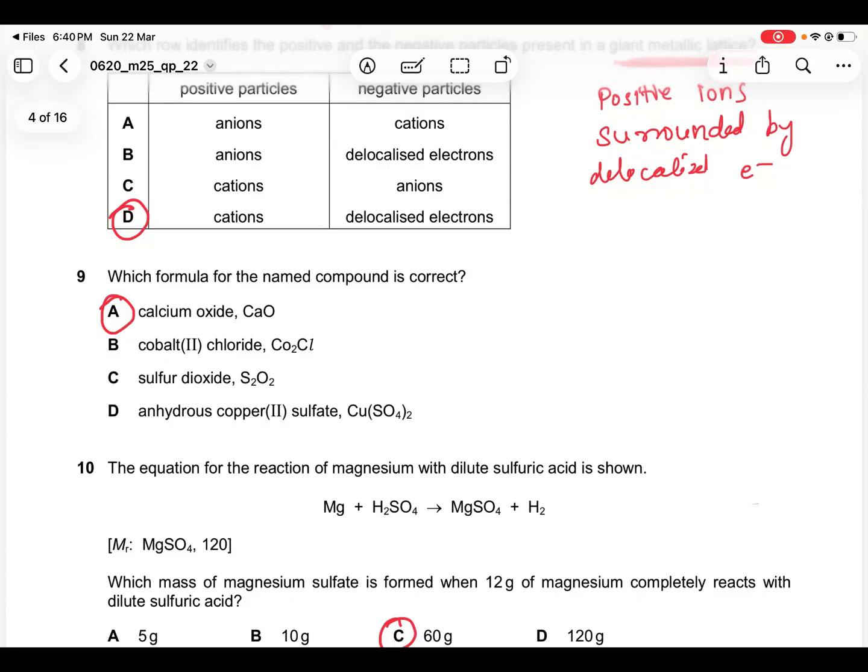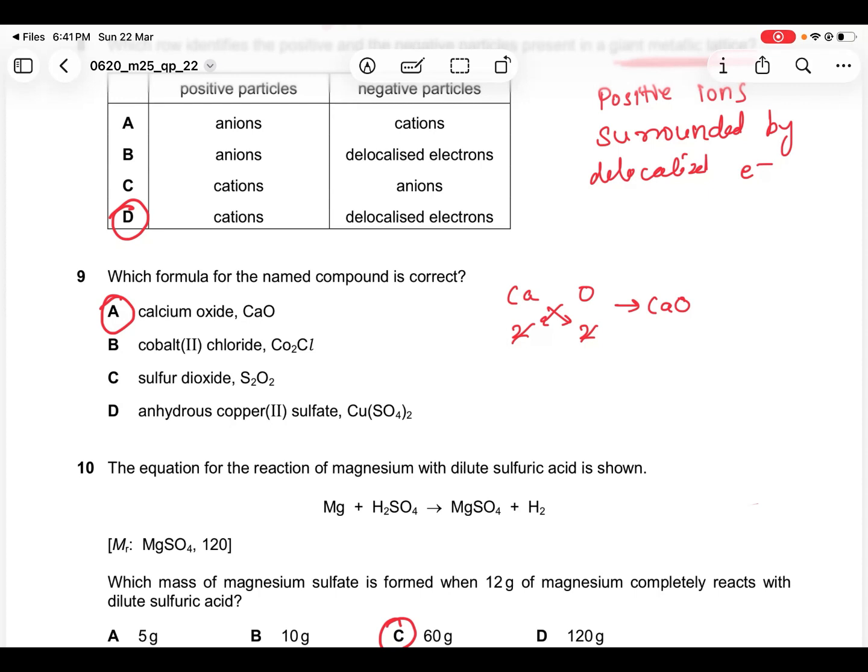Which formula for the named compound is correct? So we have calcium oxide. So first we'll try to form calcium and oxygen. Calcium is from group 2 and oxygen is from group 6, which also requires 2 more electrons to complete its outer shell. So we'll write 2. Here we cross multiply. The 2 gets cancelled and our formula becomes calcium oxide, CaO, which is correct.